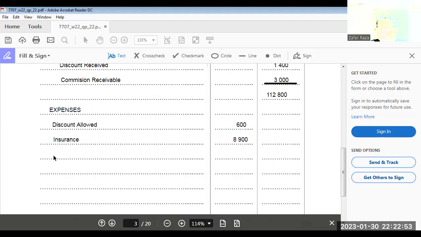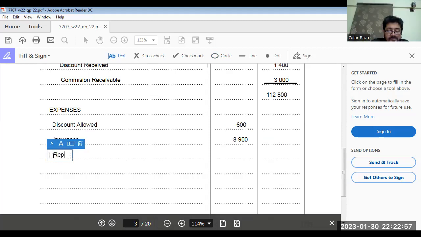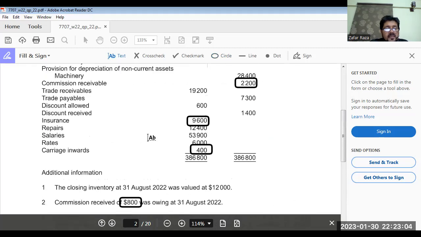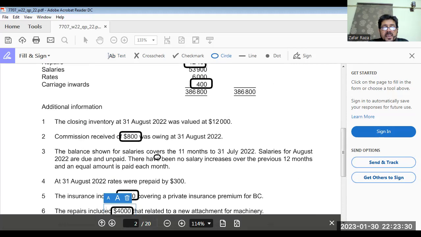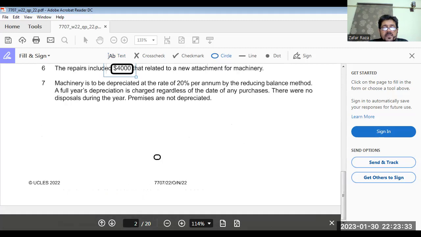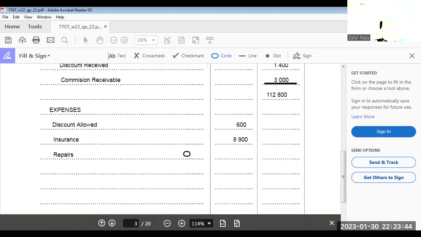Now, third item, we have repairs. Again, for repairs, we have to look at the adjustment. Here are the repairs, 12,400. But what is the adjustment? Repairs include 4,000 related to a new attachment for machinery. If we have bought a new attachment, it's not revenue expenditure. It is capital expenditure and not part of repairs, but part of the cost of the asset. So we have to deduct this. From 12,400 minus 4,000, 8,400 should be the repairs expense for this year.